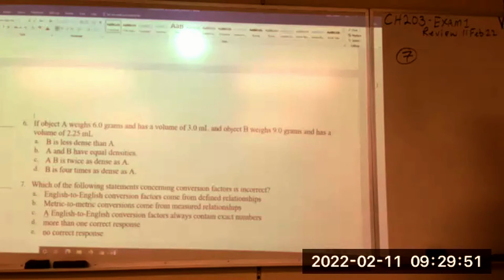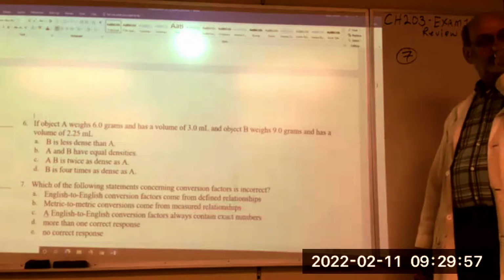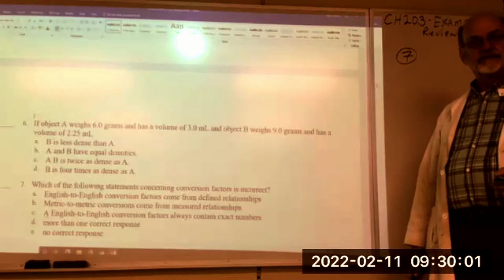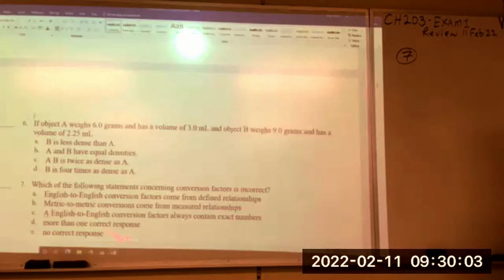Metric to metric conversions come from measured relationships. Well, yeah, they do, but they're a little more logical because they're all decimals. English to English conversion factors always contain exact numbers.